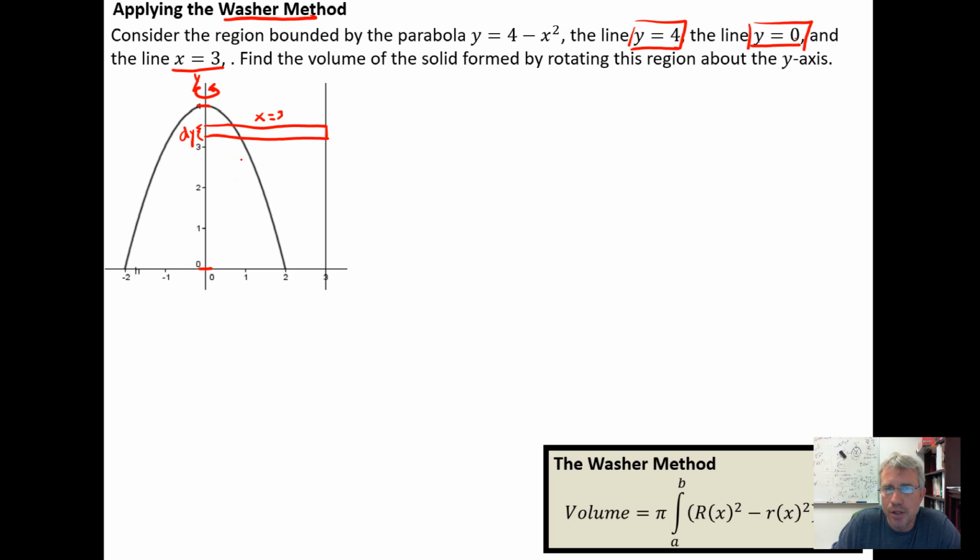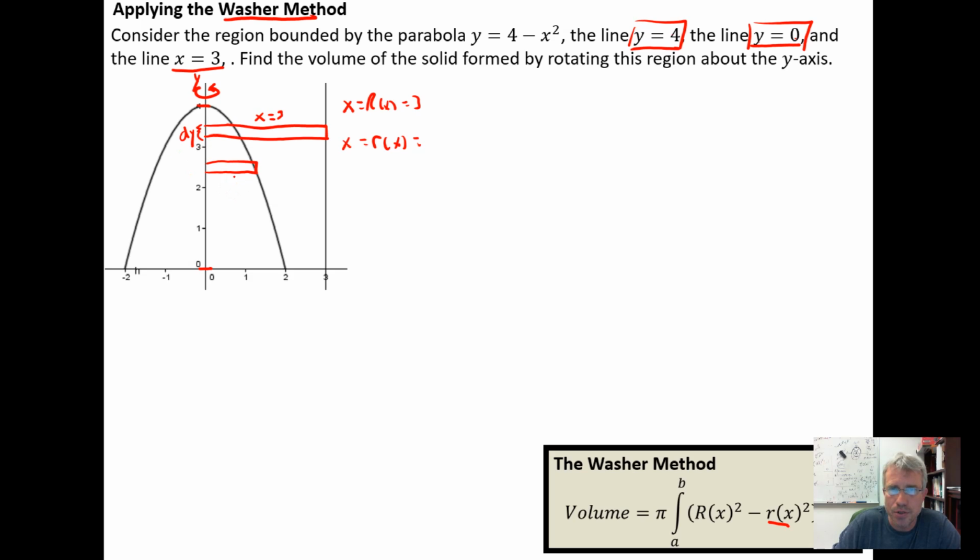And the inner radius, the smaller radius: the larger radius is just going to be that constant 3. The smaller radius from the washer method formula, little r of y, is going to be controlled by the parabola. So if I draw a representative rectangle based off that parabola, it's going to look like this, and you can see that's the smaller radius.